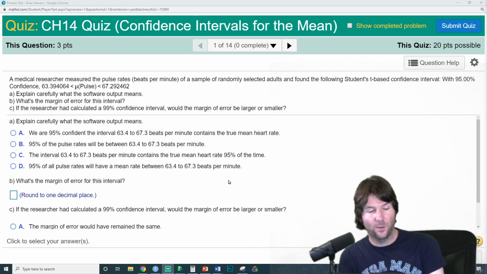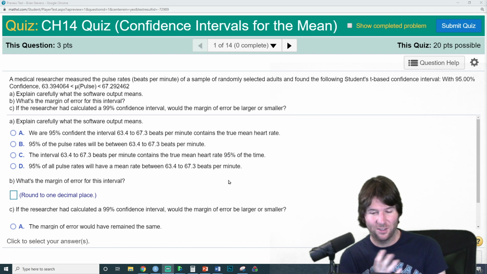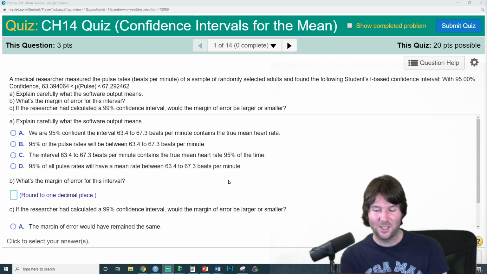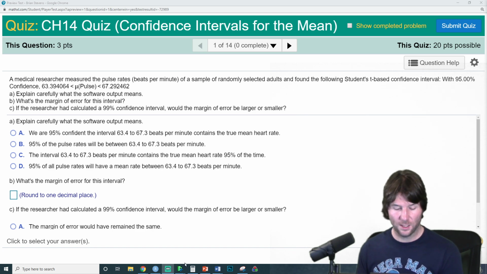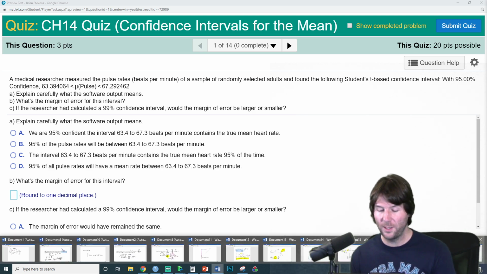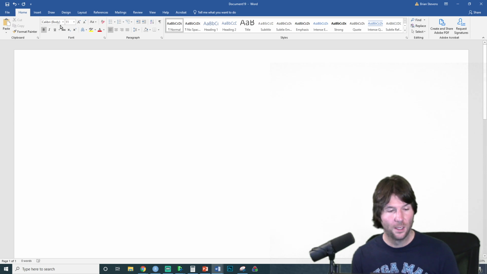A medical researcher measured the pulse rates of a sample of randomly selected adults and found that the following, sorry, phlegm in my throat, totally fine, not lungs. Student T based confidence interval with a 95% confidence. This is the lower bound and the upper bound. So here's what you want to do. You want to do this. Every time you see a confidence interval, don't read my Pearson's answers. Don't be tricked by them. You want to do this.